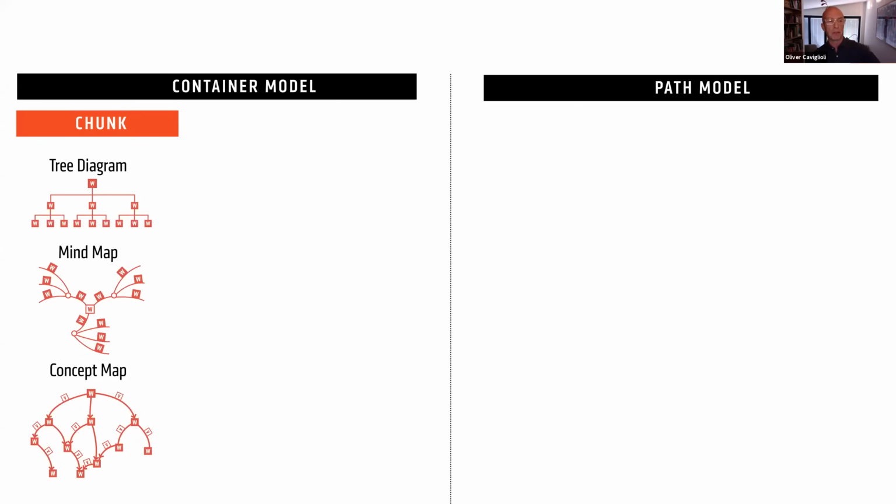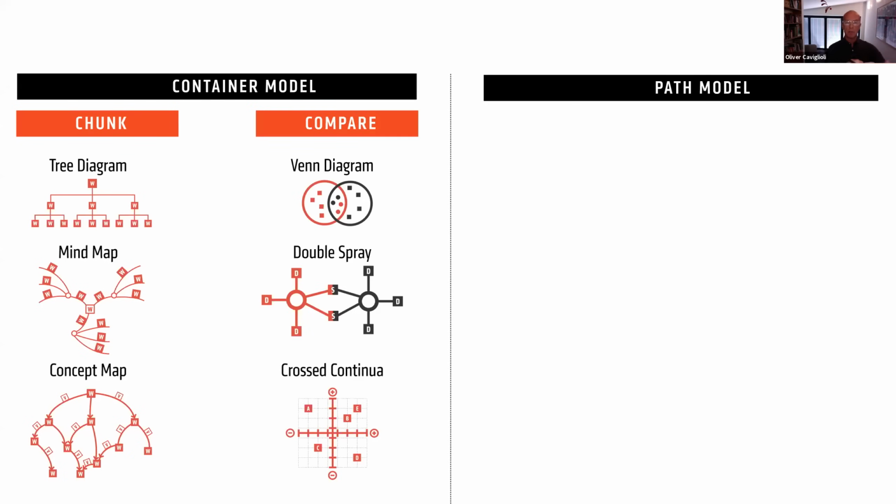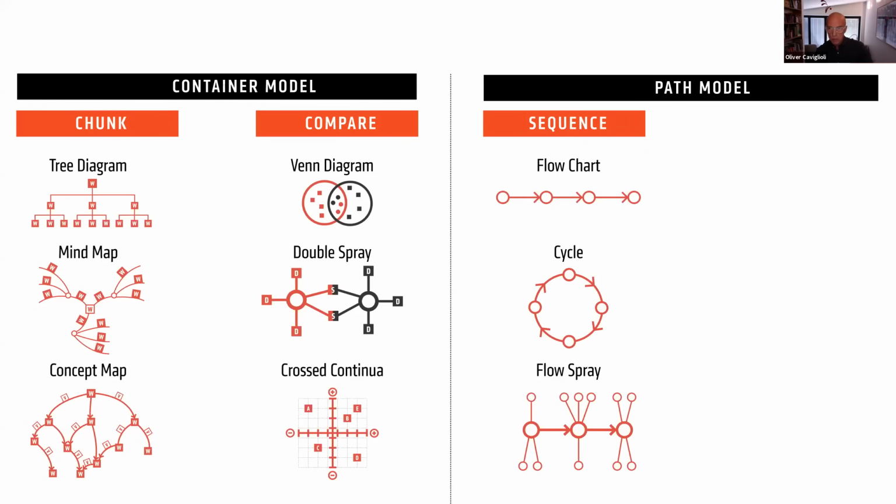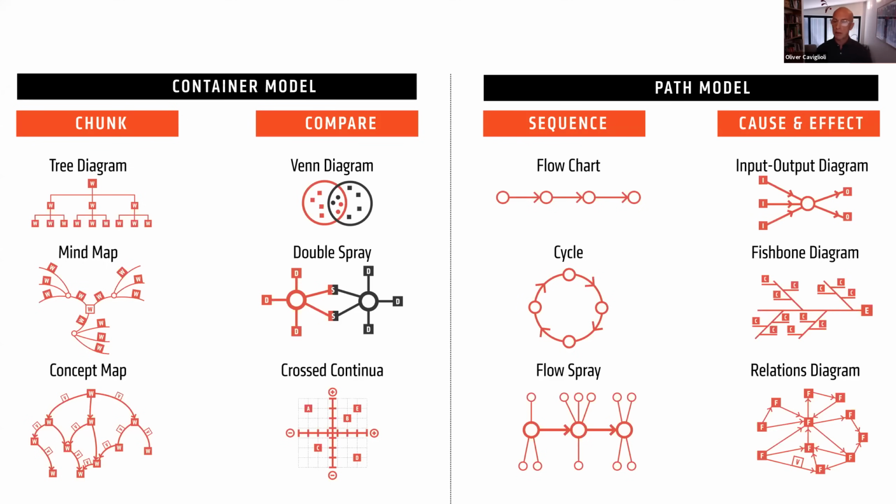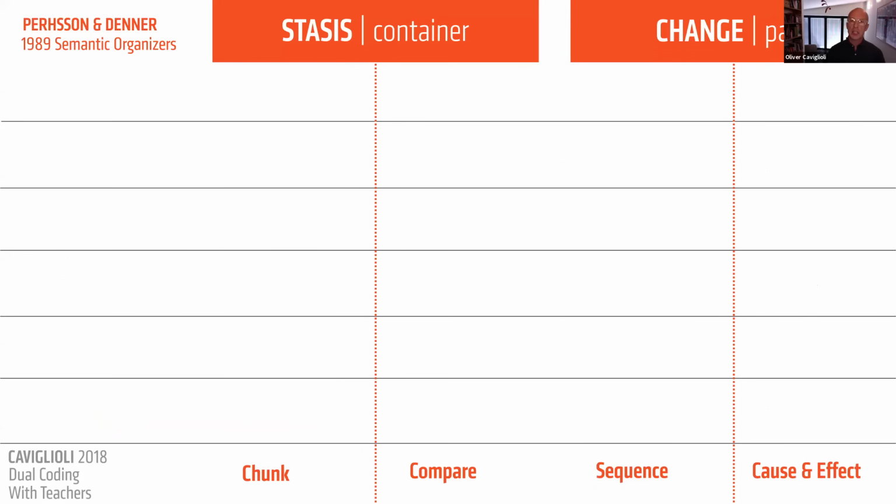So we define stuff. And then when we've got two things, we compare. So we have two definitions up against each other. And there are a number of others. In the path model, we have sequence and we have cause and effect. So temporal relations, causal relations. Just to reassure you that this isn't just Oliver making stuff up, let me show you the degree of agreement we have over a few decades with different people.